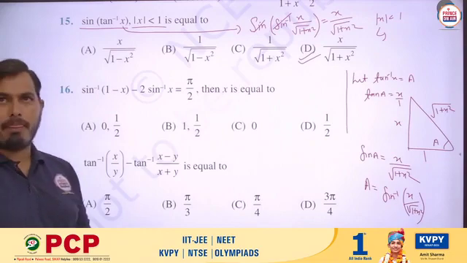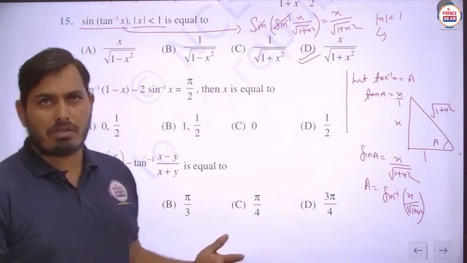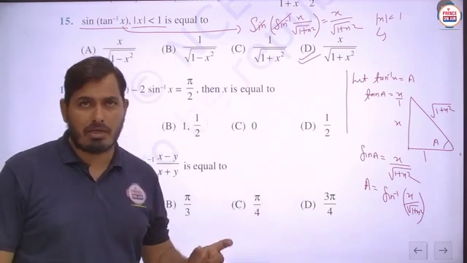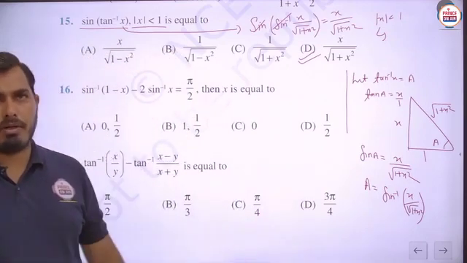Is that clear? So in objective type questions, we can also simplify the things as per the options. Is that clear?